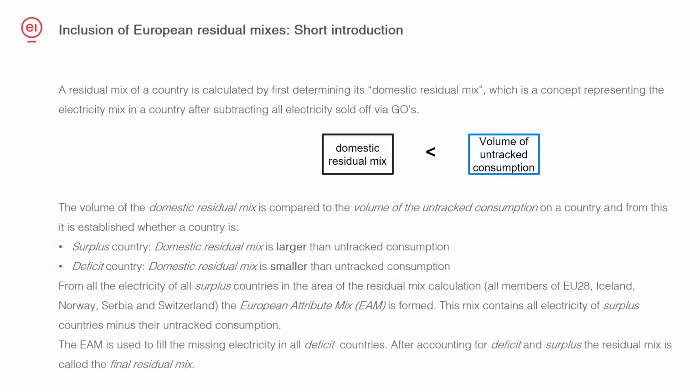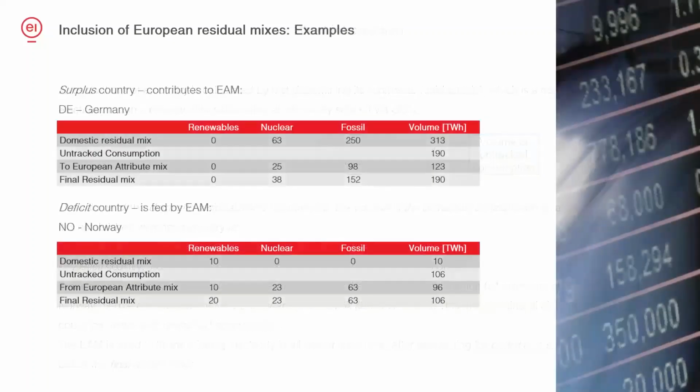The European attribute mix is then used as a source of electricity to fill up all deficit countries. After this redistribution, meaning after adding and feeding from the European attribute mix, the residual mix of a country is called the final residual mix. In this slide, we will quickly explore these concepts of surplus and deficit countries on two examples.